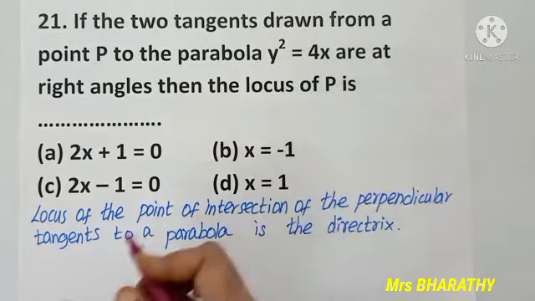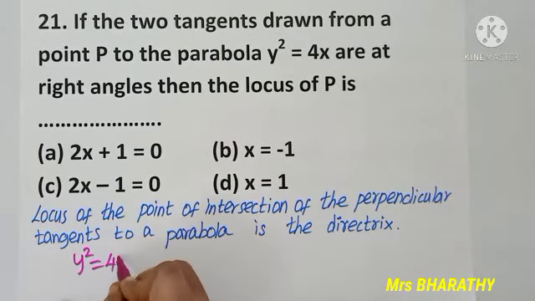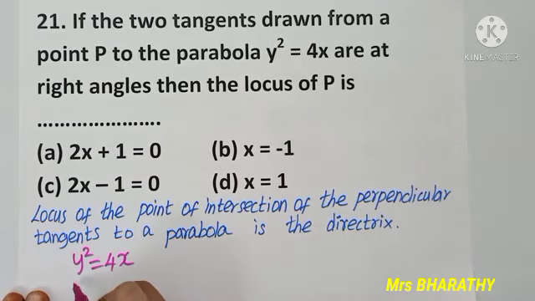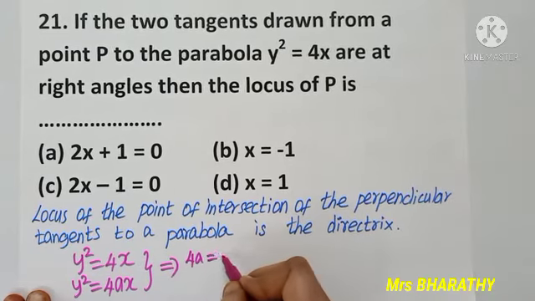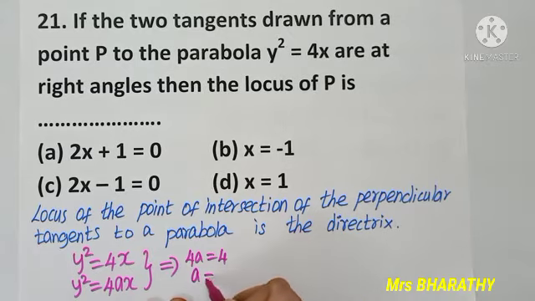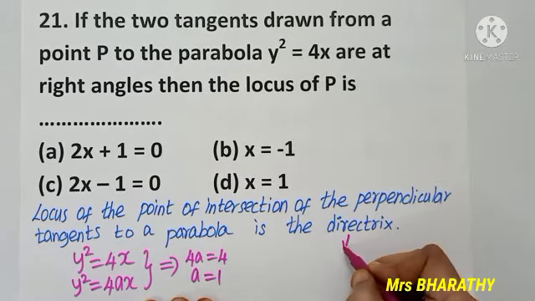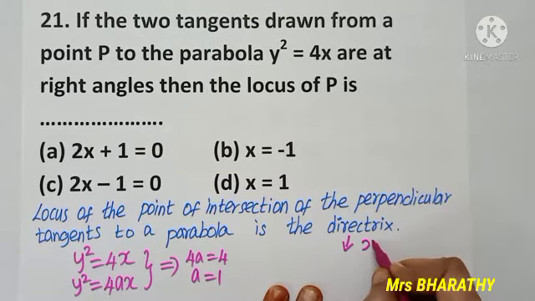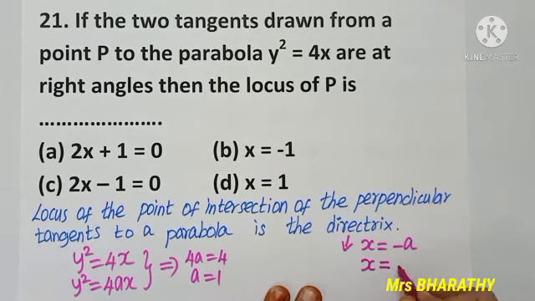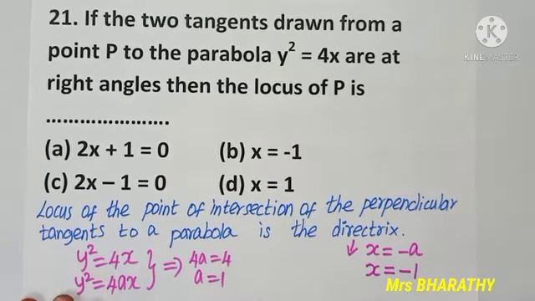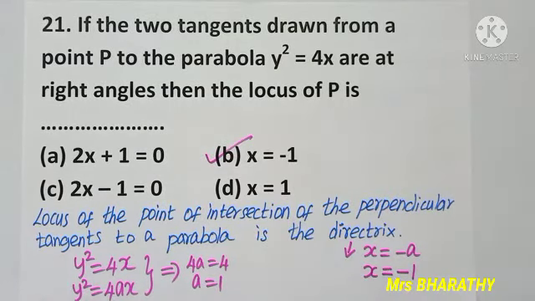The given equation of parabola is y square equal to 4x. We know the parabola, the general form y square equal to 4ax. Comparing, 4a is 4, or I get a is 1. What is the directrix formula? It is x is equal to minus a. I say x plus a is 0, or x is equal to minus a. Here the right answer is x is equal to minus 1 and so the right choice is B.